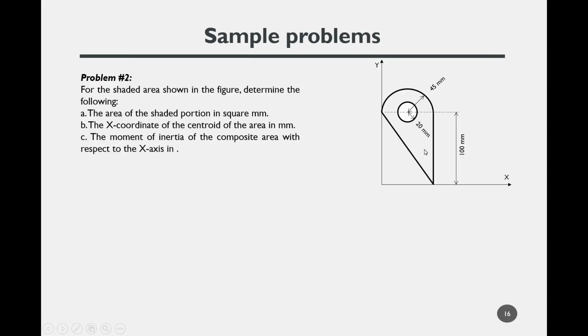Okay. So, for this shaded area shown in the figure, we have to determine the area of the shaded portion in square millimeter, the x coordinate of the centroid of the area in millimeter, and the moment of inertia of the composite area with respect to the x-axis. So, check natin. Makita natin 'to pag hinati natin. This is 100, this is 90 mm.